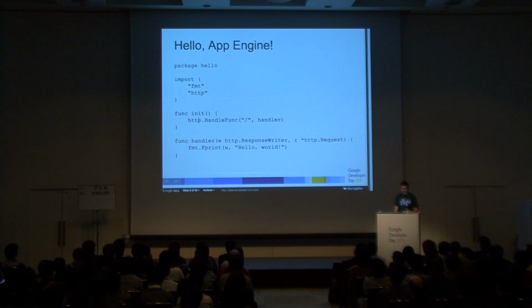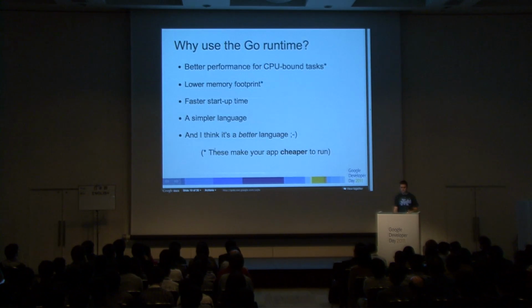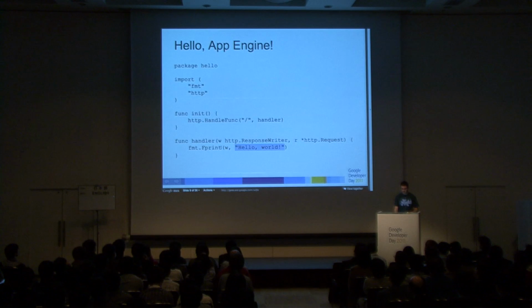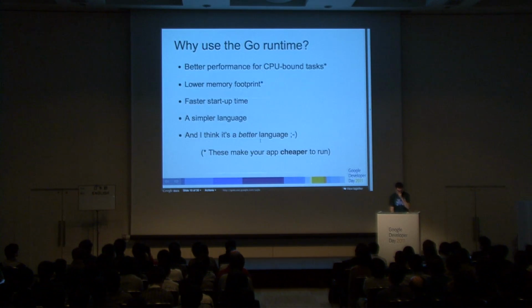And in this init function, which gets called automatically, we associate the web root with this handler function. Any web request will be handled by this function. The function itself uses the Fprint function to write that string as the HTTP response. So that just gives you an idea of the feel of Go and how simple it is.